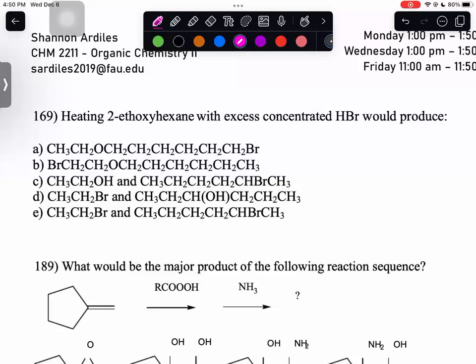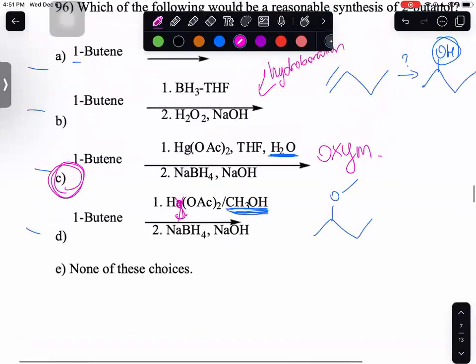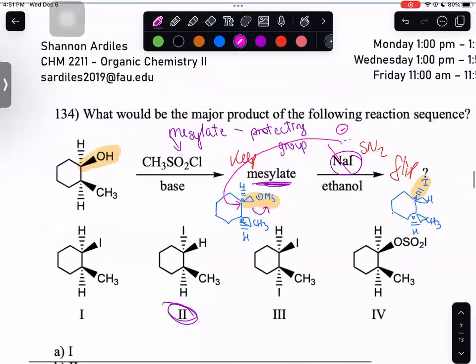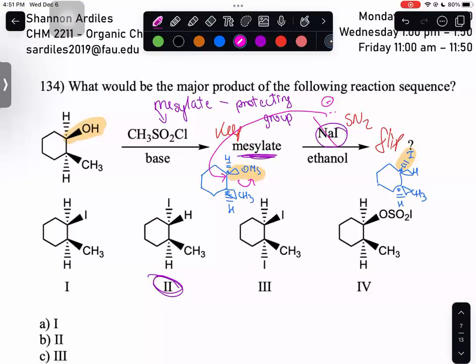Go back to 134. This one? Yeah. Oh, okay, you're moving them to the left. Remember that whenever you use protecting groups, you always end up creating a molecule with a good leaving group. So, substitution.